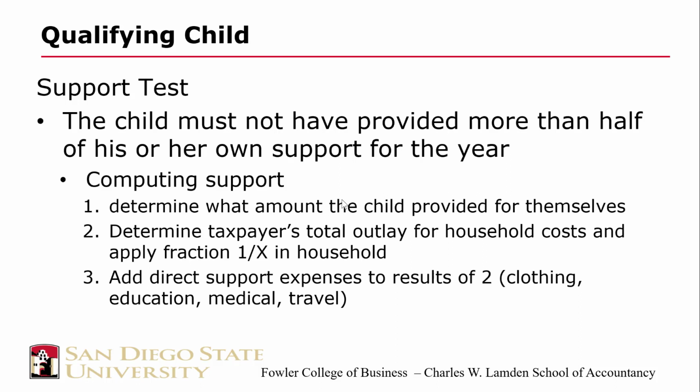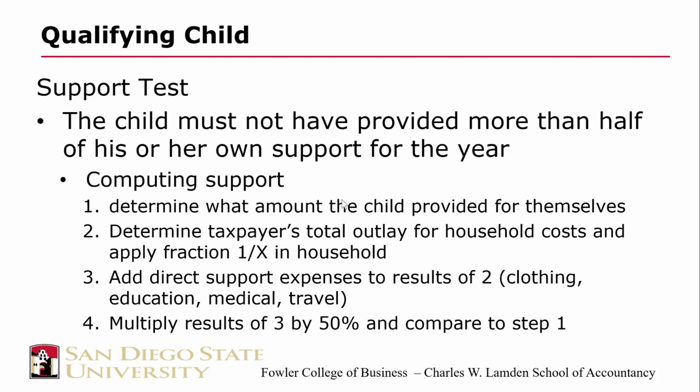The next thing I do is I get to add direct support expenses to that result. So what did I pay directly for clothing for that person, education for that person, medical expenses for that person, and even travel and entertainment for that person? Those are all considered support. So I multiply the results of 3 by 50%, and I compare it to step 1 and decide, hey, did they provide more than 50% of their own support or not?